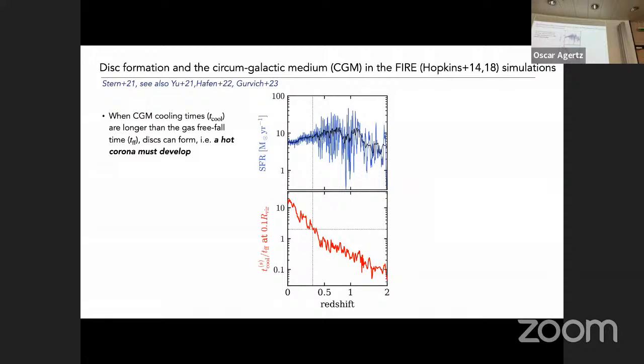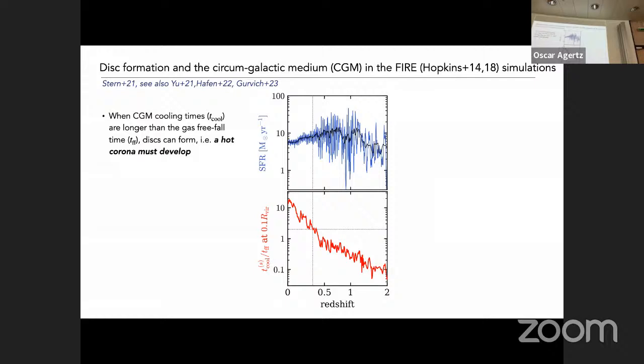Then the disk formation and the CGM. These are examples from the FIRE collaboration. Phil Hopkins is the PI on this. Something that happens here when it comes to disk formation is that they again found that you need to have long cooling times in the halo around the galaxy, compared to the free fall time, the time it takes for gas to sink in, assuming there's no pressure gradient or anything like this. This ratio between t_cool and t_ff has to be large.